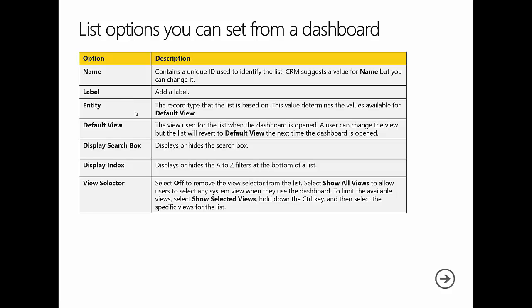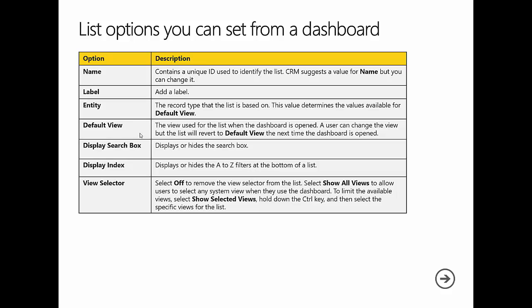Entity, this is the record type that the list will be based upon. This value determines values available for the default view. The default view, the view used for the list when the dashboard is open. A user can change the view, but the list will revert to the default view the next time the dashboard is open. Display the search box.